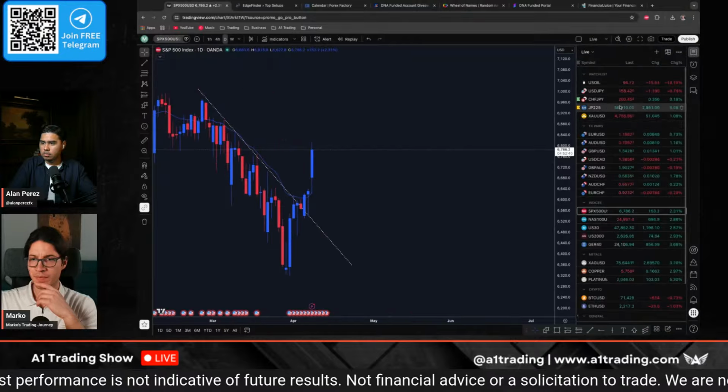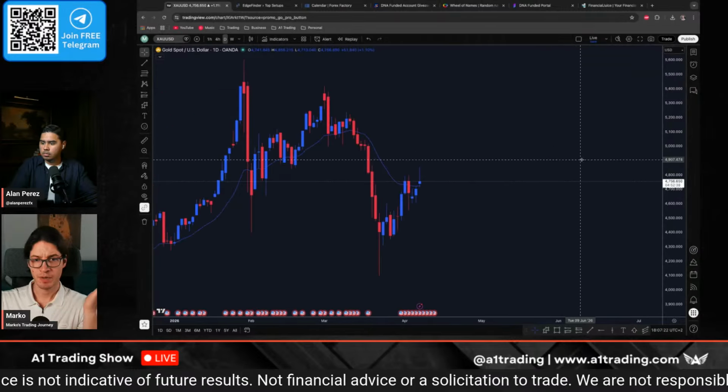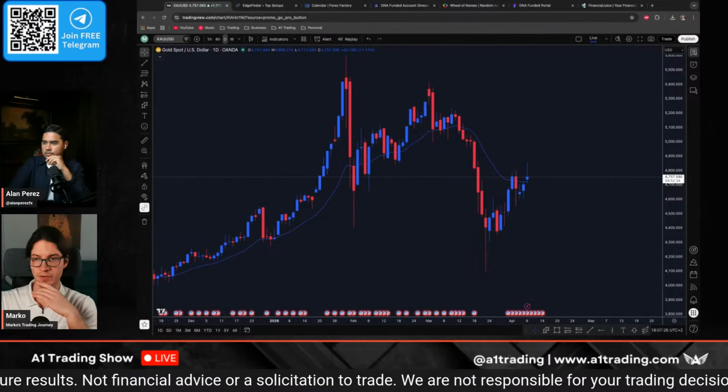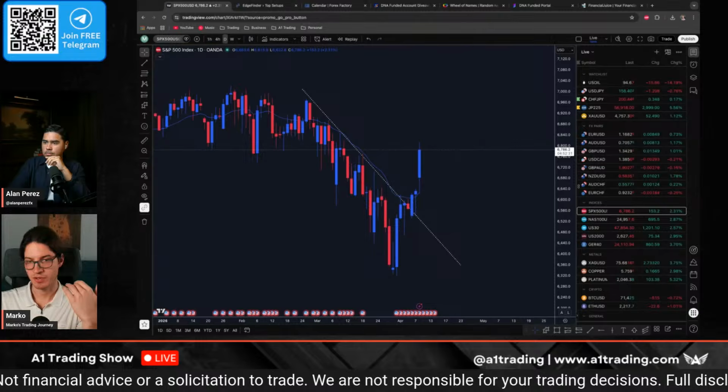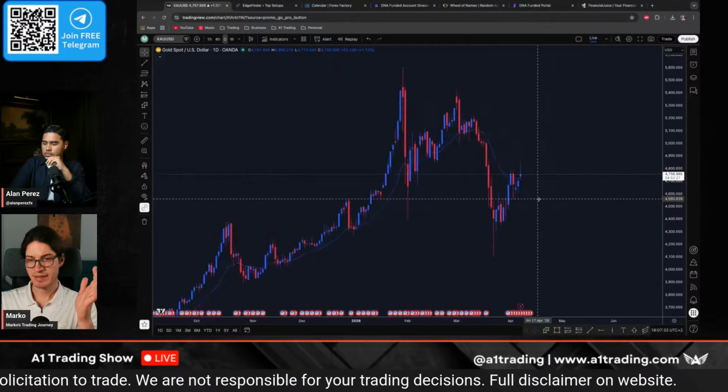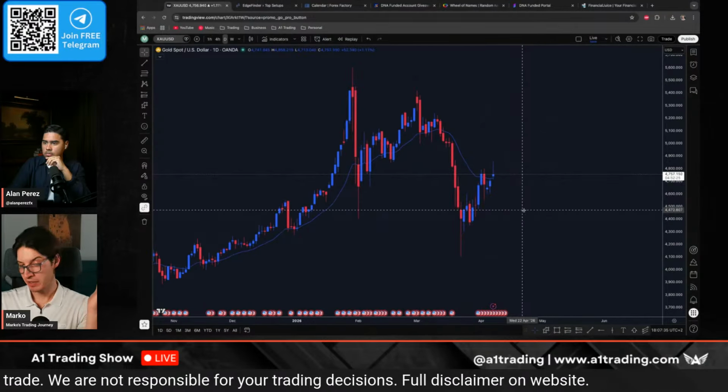I do like the level. We seem to be above the 20 MA. Yes, today is bullish, but a big retrace. If you compare that to the S&P, it's definitely a different story. So gold is not acting as a risk on asset as much as I would have anticipated, if I'm being honest.